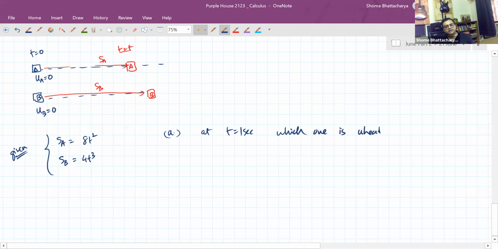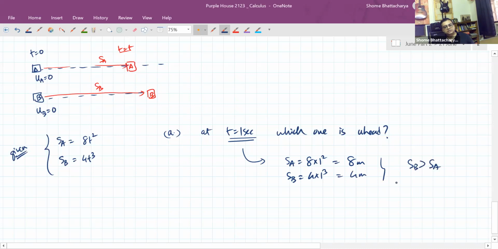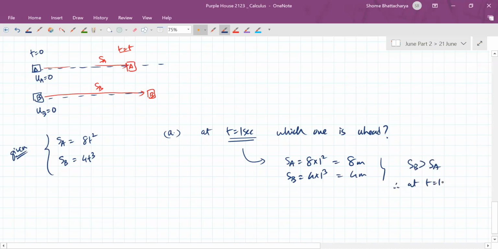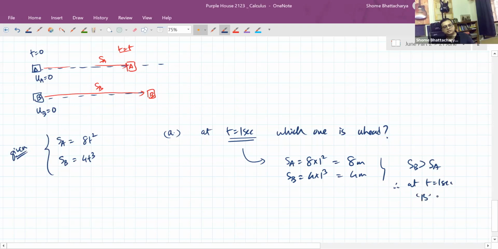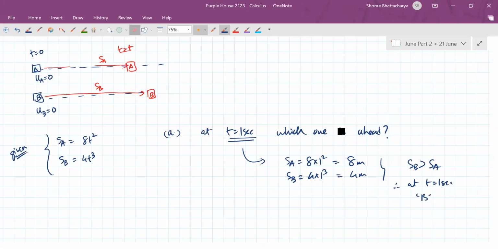Is A ahead or B ahead? For that, we just have to find, at t equal to 1 second, what is A's distance traveled? It is 8 into 1 square, so it is 8 meters. Whereas what is B's position? It is 4 into 1 cube, so it is 4 meters. So you can obviously see that SB is greater than SA. So therefore, at t equal to 1 second, B is ahead. Oh, sorry, it's the other way around. A is ahead of B.